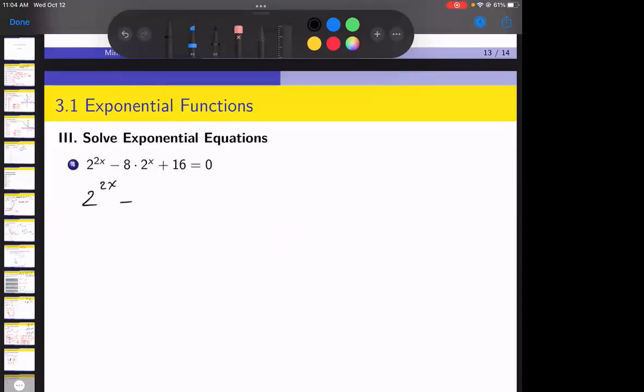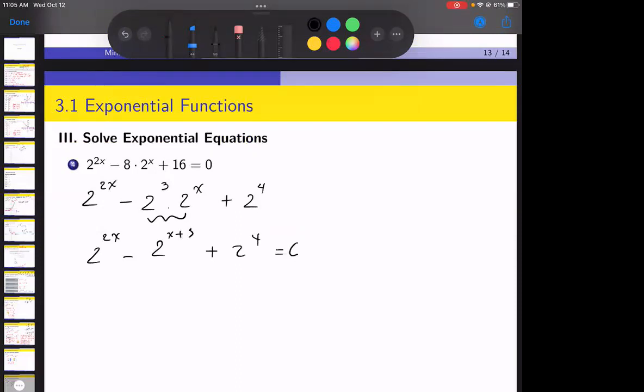8 is the same thing as 2 to the what power? And then 2 to the x. But don't write this down, it's not right. Because this is the product rule, a to the n times a to the m is a to the n plus m. So 2 to the what? 3 plus x, or x plus 3. And then 2 to the 2x plus 2 to the 4.